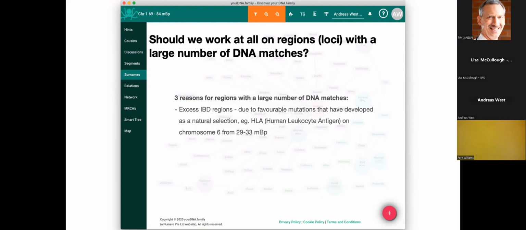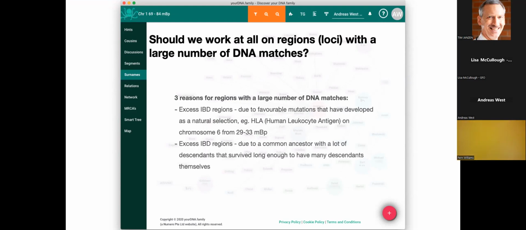I am relatively sure, if I remember correctly, there's a table on the ISOGG website under IBD regions. So this is probably 7 or 8 regions that have been identified there that are basically the worst. For example, on chromosome 6, 29 to 33 million base pairs, there is the human leukocyte antigen, which has caused this large number of matches in this area, right? But nevertheless, they triangulate, right? But the question is really, should we work on it or should we not?